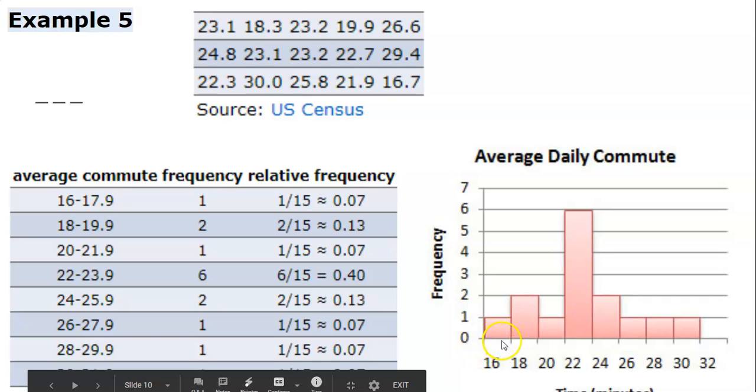So for this range, the lower limit is 16, so it's on the left side of the rectangle. For this range, 18 to 20, the lower limit is 18, so our lower limit should be on the left of this rectangle.